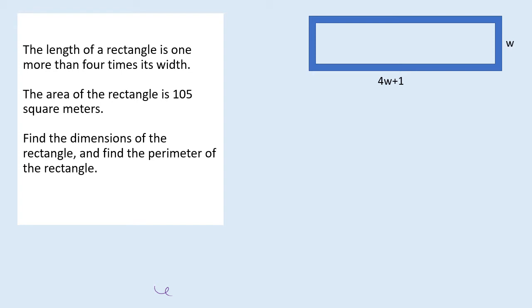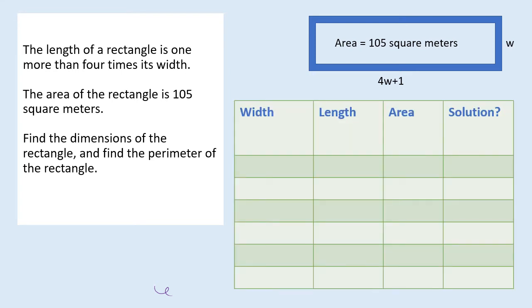The area of the rectangle is 105 square meters, and the area is found by taking the length times the width. To find the dimensions of the rectangle, we're going to try a guess and check table where we make a guess at the width, find the corresponding length, find the area for that width-length pair, and then see if we have a solution to the task that has been posed for us. Because we're talking about a geometric problem, we can start with just positive widths, and then that will make everything else positive. So no need for 0 or negatives in here.